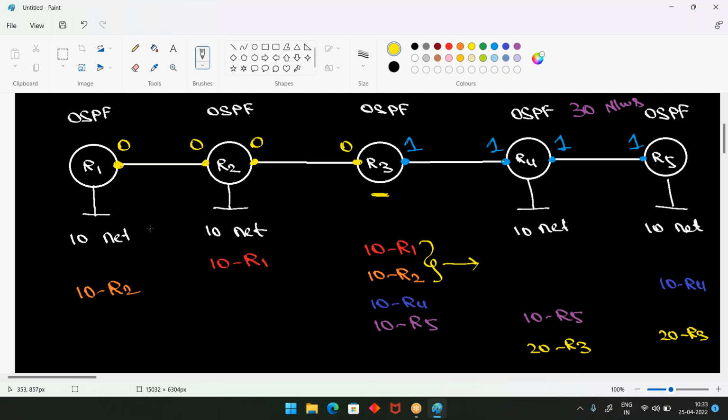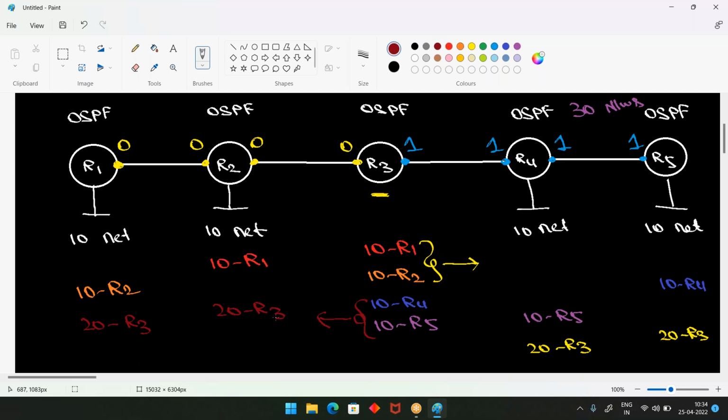For communication between these two areas, the R3 router will share the R1 and R2 networks to the area 1 routers, that is, the R4 router as well as the R5 router. So R3 will share these 20 networks to the R4 router and R5 router. In the same way, R3 will also share the R4 and R5 networks to area 0. So the R1 router receives these 20 networks from the R3 router, and R2 also receives 20 networks from R3.